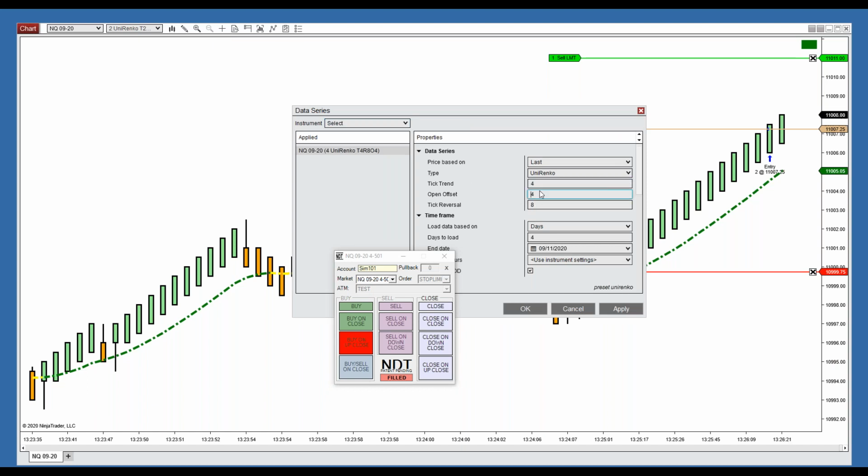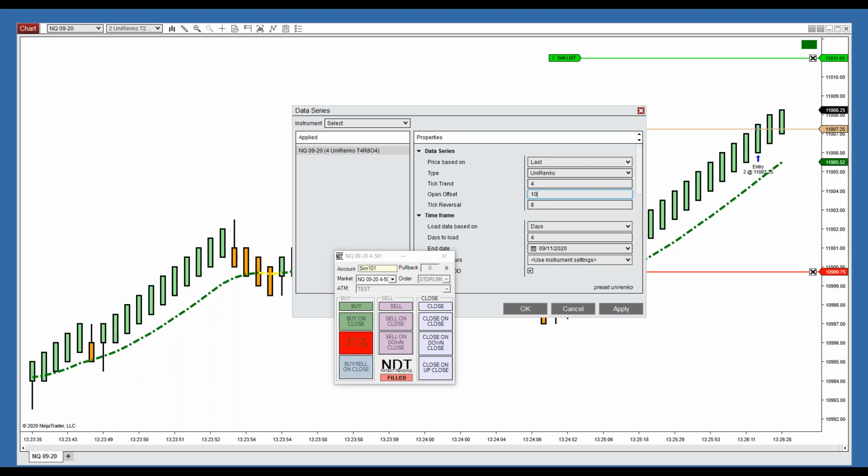Now on the NASDAQ, we trade a 4, 10, 20.